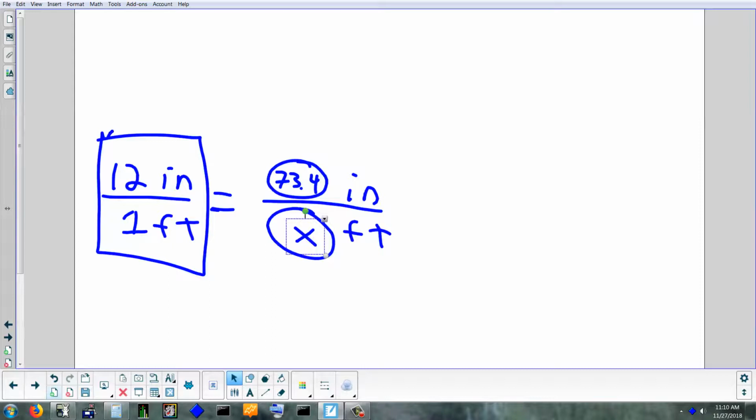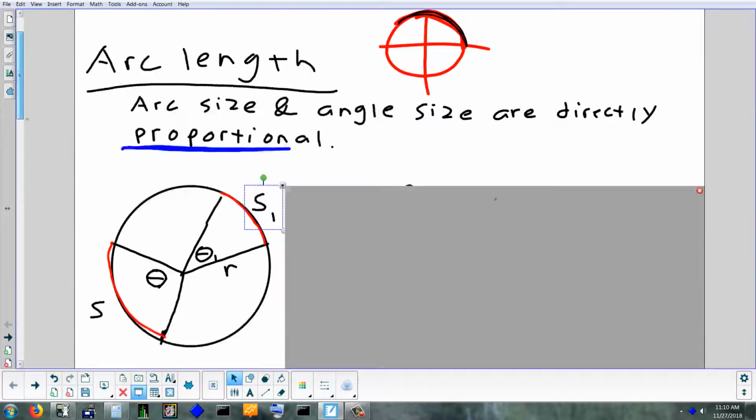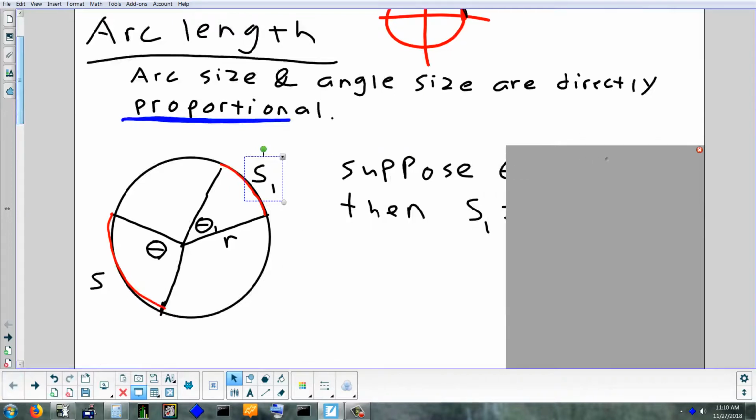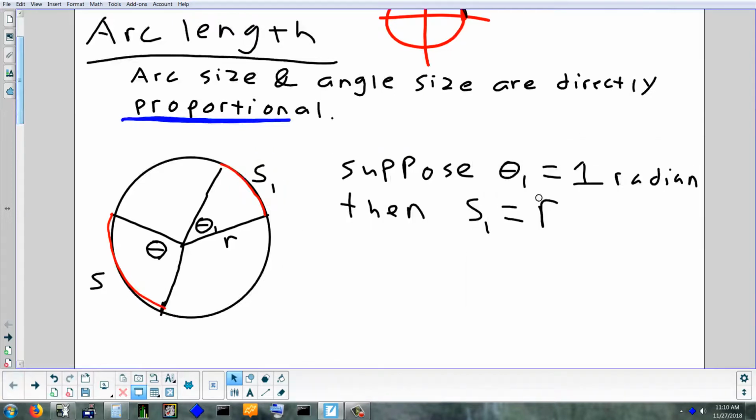So this is what we need to figure out. What can we start out with? And to figure that out, we're going to suppose that theta 1 is 1 radian. Because if we do that, something special happens in the circle. If theta 1 is 1 radian, then this arc is automatically the same as something else in the circle.